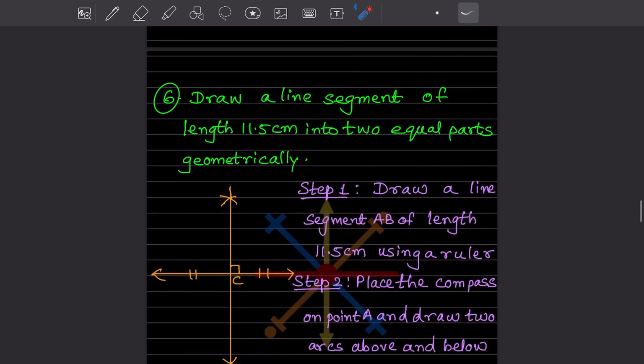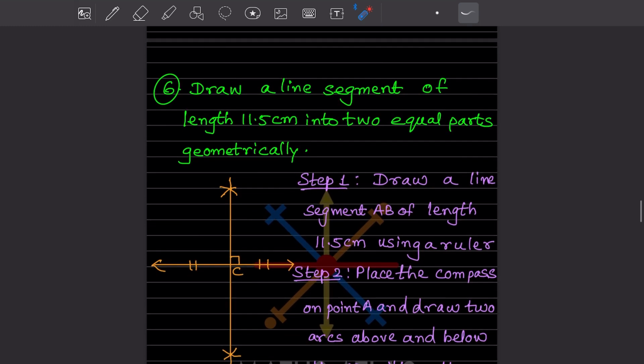So the next problem says to divide a line segment of length 11.5 centimeters into two equal parts geometrically. So now first we will draw a line segment. This we can mark as AB. That will be 11.5 centimeters using a ruler. Then what will you do?